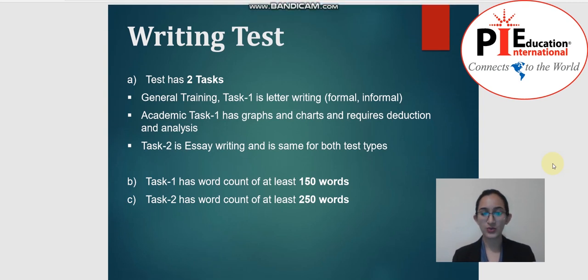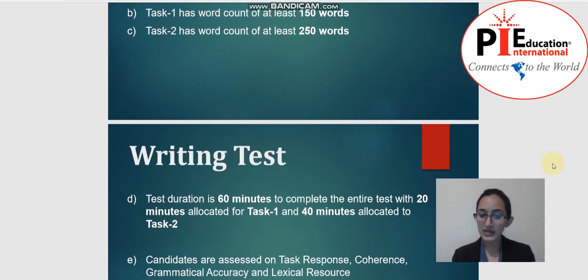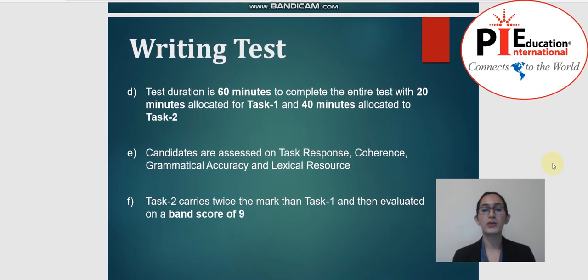So in task 1 you must write a minimum of 150 words, and in task 2 a minimum of 250 words. In total, the time given for your writing task is 60 minutes, which is 1 hour. For task 1 you have 20 minutes, for task 2 you have 40 minutes. And what are you judged on? What are you actually scored on for your writing task?